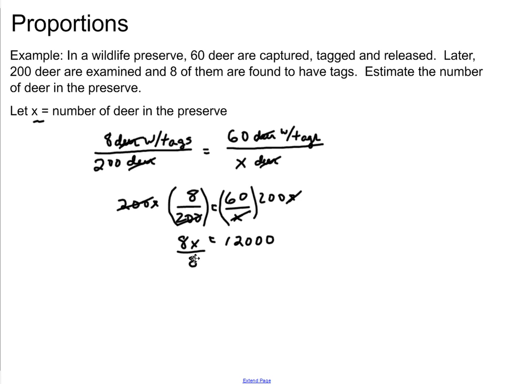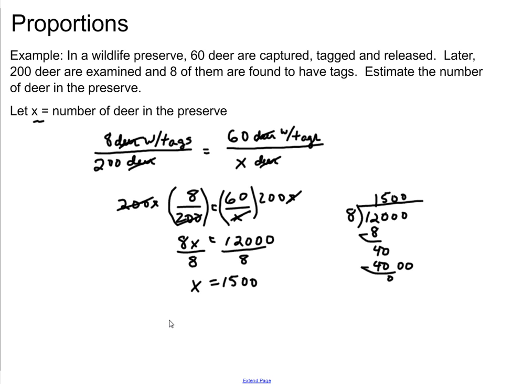So we divide both sides by 8, and we're going to find that x is equal to 1,500. We do the division, 8 into 12,000. 8 goes into 12 once, giving you 8. Subtract, you've got 4 with a 0. Bring down one of the zeros, 40. Of course, 5 multiplied by 8 is 40, and that gives us a remainder of 0. And if we just bring down our remaining zeros, we're going to get 1,500 as x. So there are 1,500 deer in the preserve.